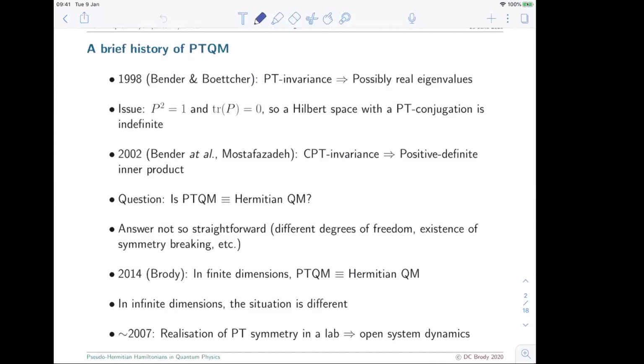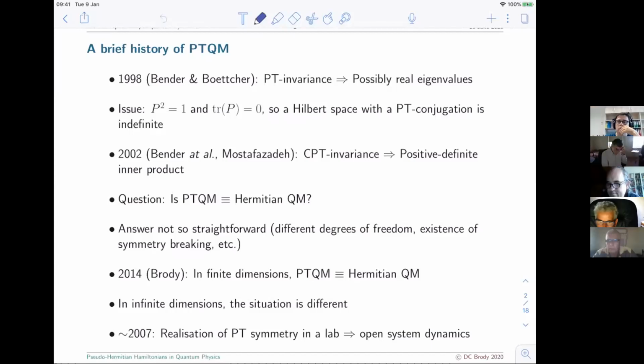So what is going on here? And in 2014, I was able to give a partial answer to this question, where I found a way to construct a PT-symmetric Hamiltonian in such a way that the degrees of freedom in the Hamiltonian associated with the metric operator CP and the remaining degrees of freedom can be isolated. And it turns out that the remaining degrees of freedom are exactly the same as the degrees of freedom in a Hermitian operator.